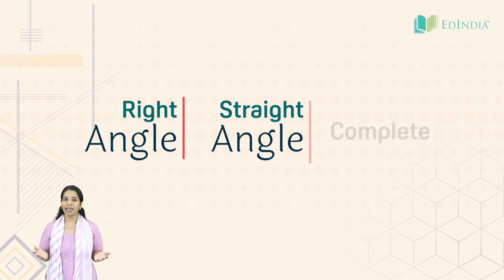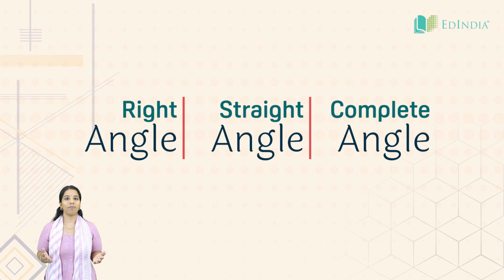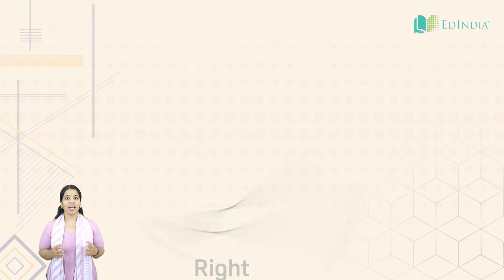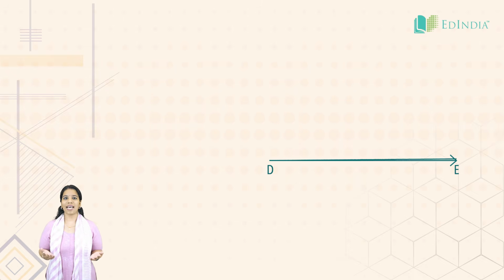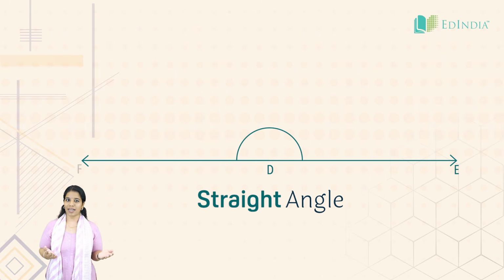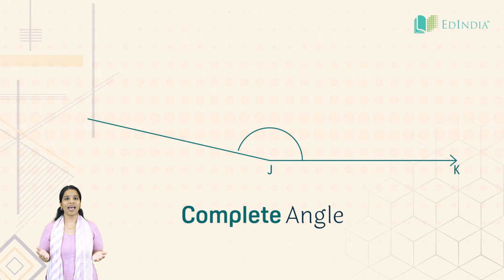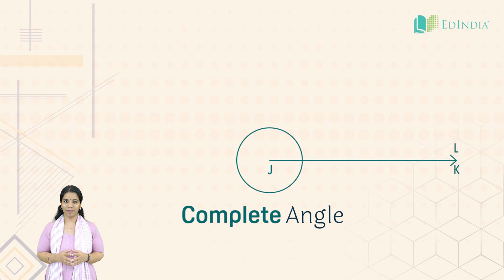After defining angles, students can be introduced to right angle, straight angle and complete angle, as those can be easily recognized even without the actual measure. Right angle is an angle that looks like this. Straight angle is an angle that looks like a straight line. Complete angle is an angle that completes a circle.